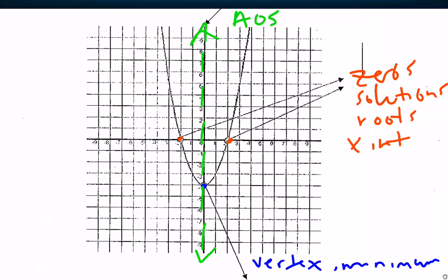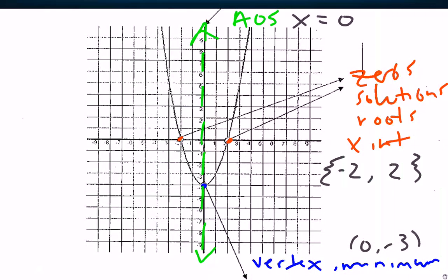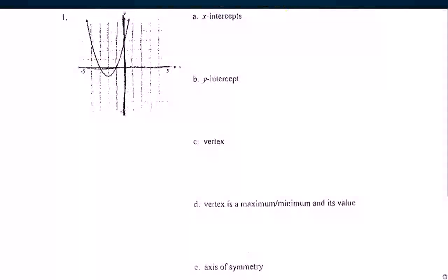If I wanted to actually give the value of these things, my vertex is at the point 0, -3. My two x-intercepts are -2 and 2, and remember we can put those in a bracket, not parentheses. And my axis of symmetry would be x equals 0, because that vertical line is going through the point x equals 0. Let's look at a couple more examples.